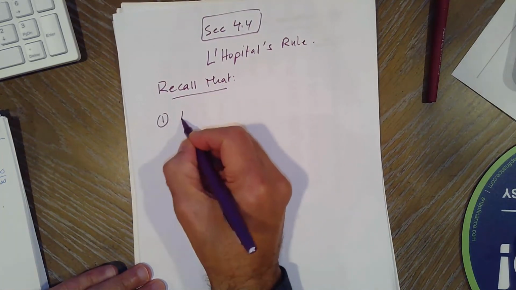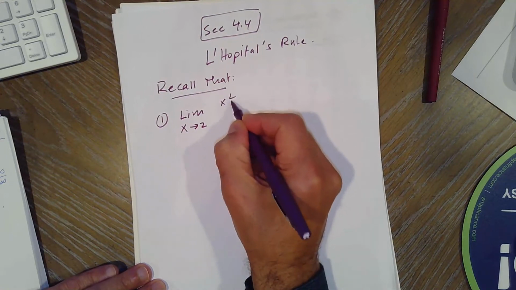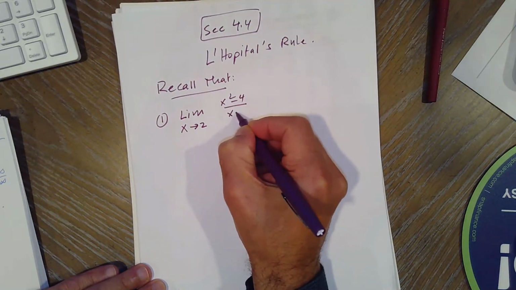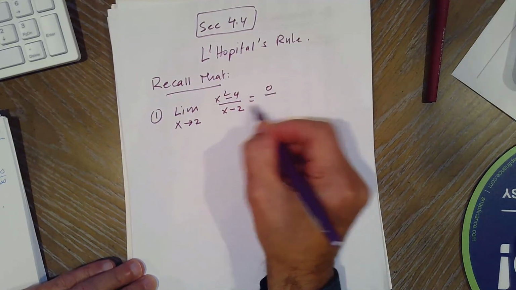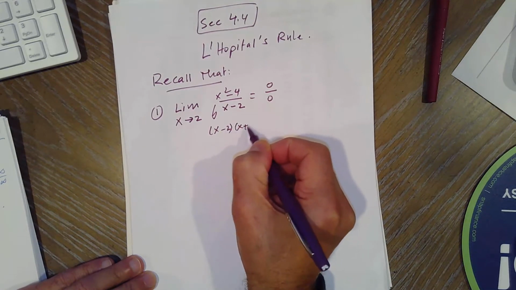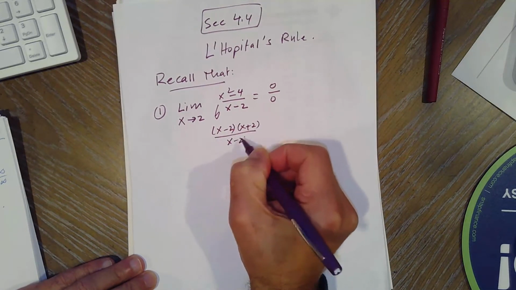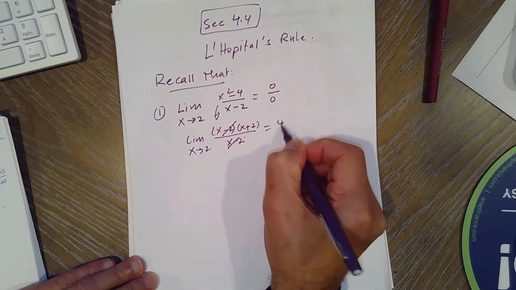Remember how we did the limit as x goes to 2 of x squared minus 4 over x minus 2. So we would get 4 minus 4, which is 0 over 0. Say we factor it, because it's factorable, and then we reduce the x minus 2 and apply the limit. 2 plus 2 is 4, and that's the end of it.